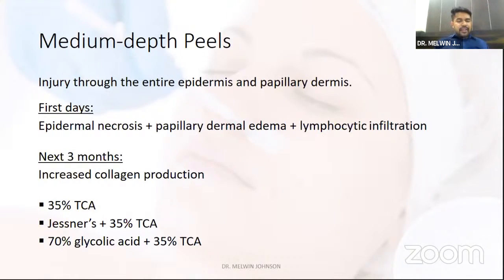Then the examples of medium depth peels are 35% TCA, Jessner's plus 35% TCA, and 70% glycolic acid. TCA stands for trichloroacetic acid. Jessner's is a combination that I mentioned. Glycolic acid, again, I told you that it is available in different percentages. Every peel is available in a different percentage.